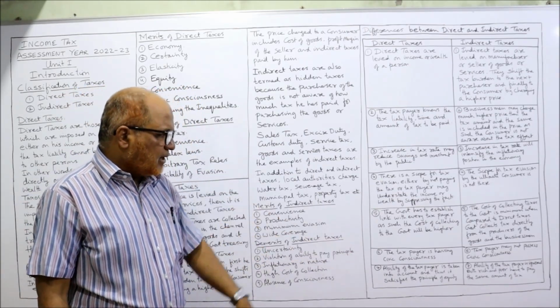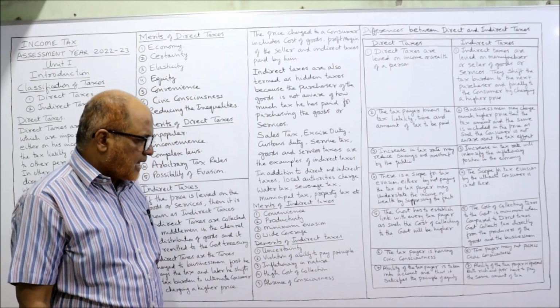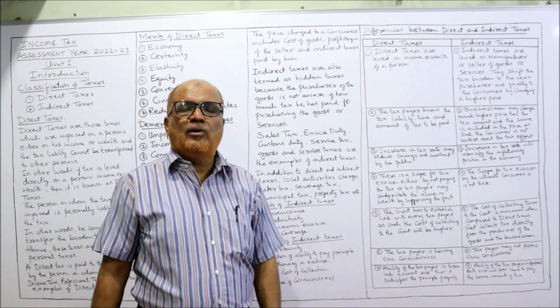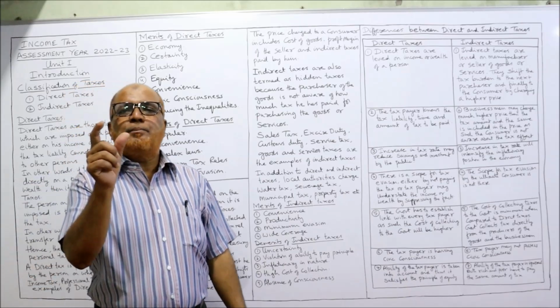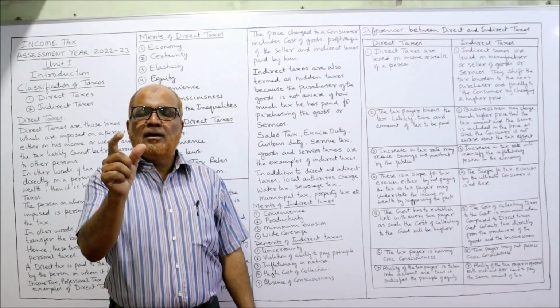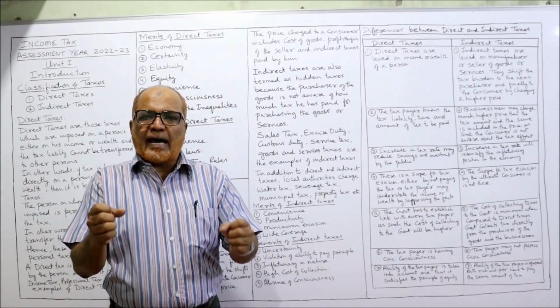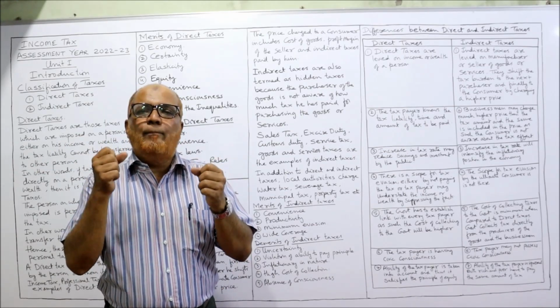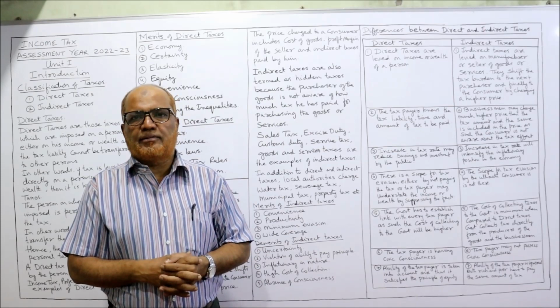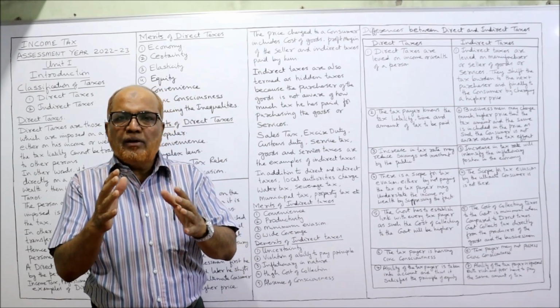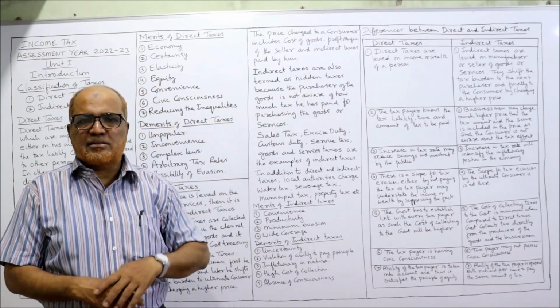Last one, ability of the taxpayer is taken into account and thus satisfies the principle of equity. Just now I told you, principle of equity says more taxes on rich people, less taxes on poor people. The taxes will be applied according to the ability of the person to pay the tax. So this principle will be applied in case of direct taxes.